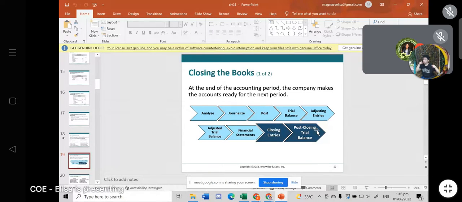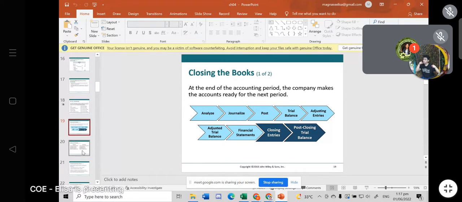So if your accounting period ends in December, by the time you are done with all the activities, you have cleaned the books, made corrections, everything is done, then that's the time you close the books and then prepare the post-closing trial balance. So here, at the end of the accounting period, the company makes the accounts ready for the next period. So this is where we get ready for when the accounting period comes in January.